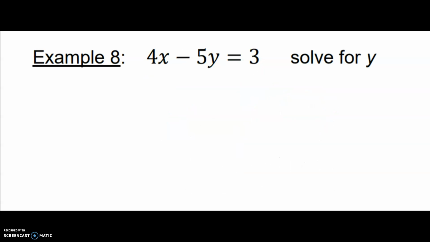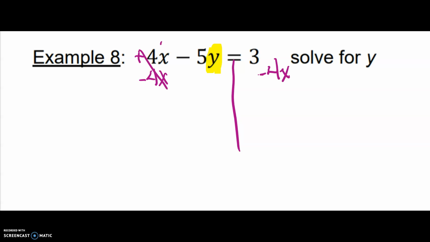Okay, last example for today. We're going to look at example 8, which is 4x minus 5y is equal to 3. Again, we're still solving for y. So I'm going to get rid of everything else that's over on that left side of my equal sign, so I end up with just a y. So I'm going to start with this 4x. Again, you have that invisible plus sign in front of it, so that means we're going to subtract 4x from both sides.